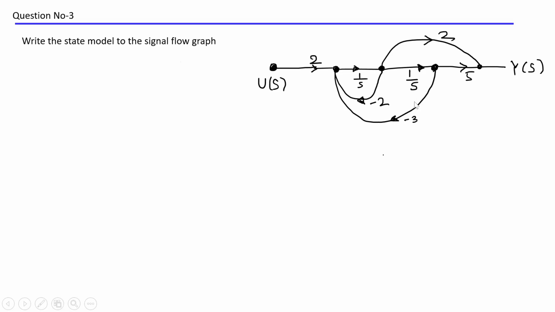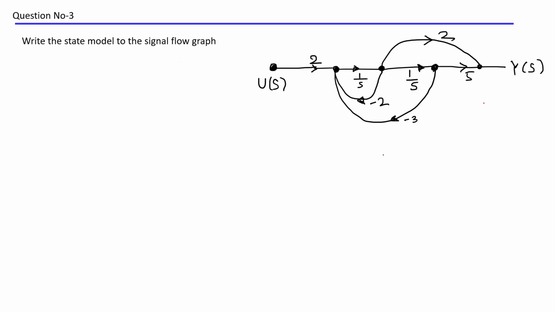Now quickly I am going to the third question. The third question is related to signal flow graph. So from a signal flow graph, how do you write the state model? First of all, we saw how to find it from the differential equation. Second, we saw how to find it from the transfer function. Now we'll see how to find the state model from a signal flow graph.